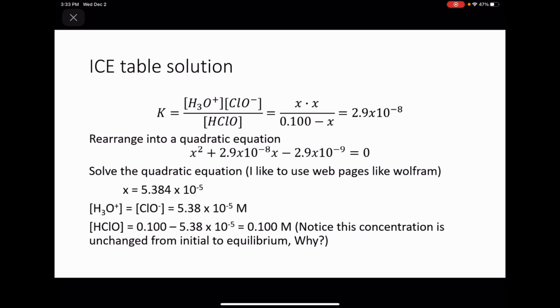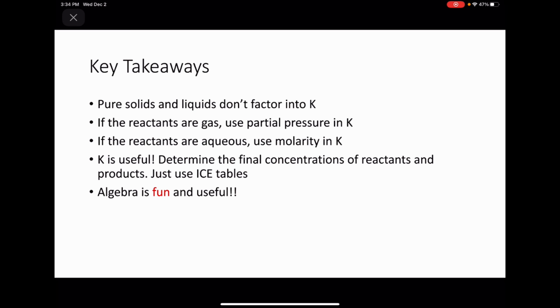Well, you'll notice 10 to the minus 5 is pretty small. So basically, the concentration of HClO doesn't change. It's still 0.1, unchanged from the initial to equilibrium. That's going to lead us to an assumption we could potentially make later on. But at this point, we have our concentrations. That's what we can get out of these equilibrium constants.